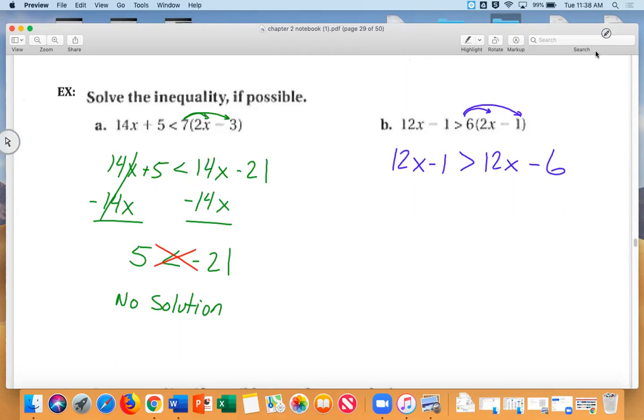Now, I know Ellie's starting to get this, and Ellie's saying, well, Harmon, you've got the same number of x's on both sides. And I'm going to say, yeah, you do. And on the left side, we're subtracting 1, and the right side, we're subtracting 6. So I'm starting to feel that this thing might be infinite solutions. So if I subtract the 12x away, I have negative 1 on the left is greater than negative 6. And notice that's true, whereas this one was false. 5 was not less than negative 21, it was greater than. But here, negative 1 is greater than negative 6, so this is infinite solutions.